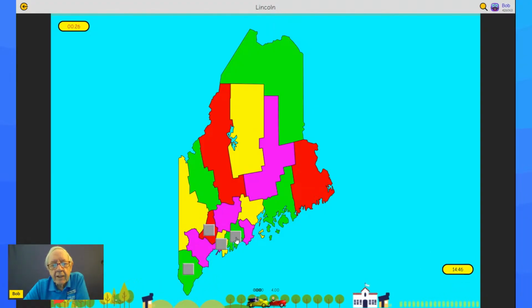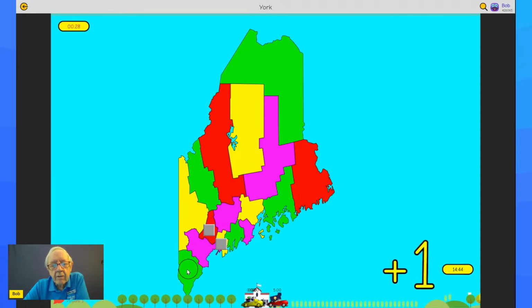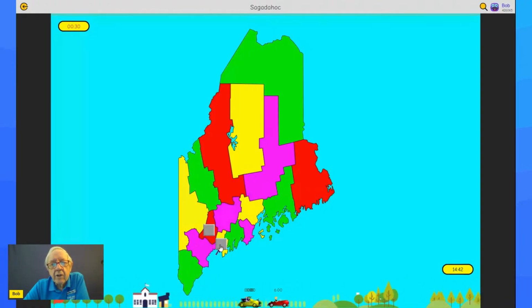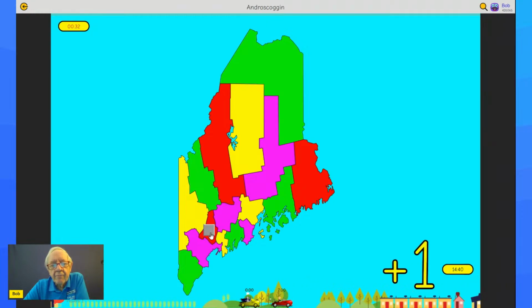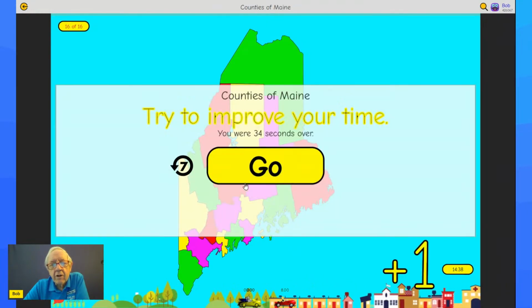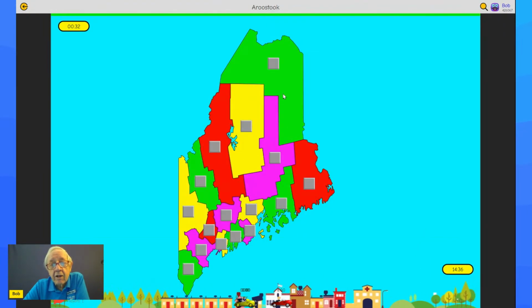Piscataquis, Lincoln, York down the bottom, Sagadahoc, and this would be Androscoggin. I did not beat the clock. I'm going to beat the clock this time.